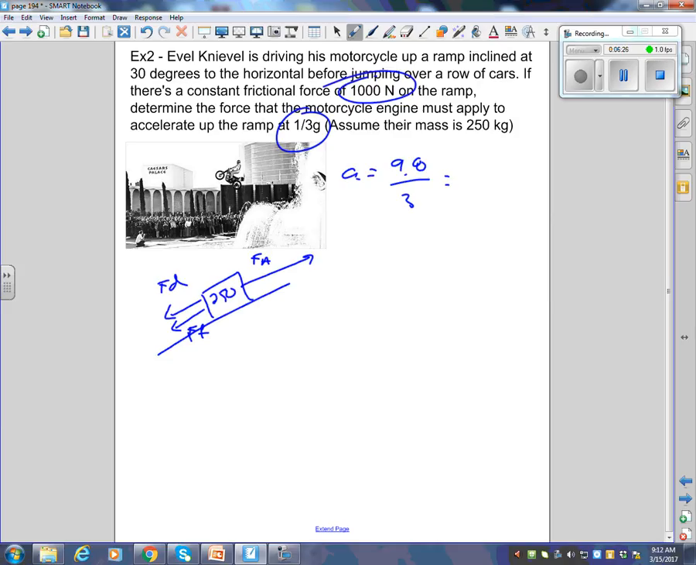So it's 3.27. So he needs 3.27 meters per second squared so that he's going fast enough so that he can clear the fountains at Caesar's Palace.